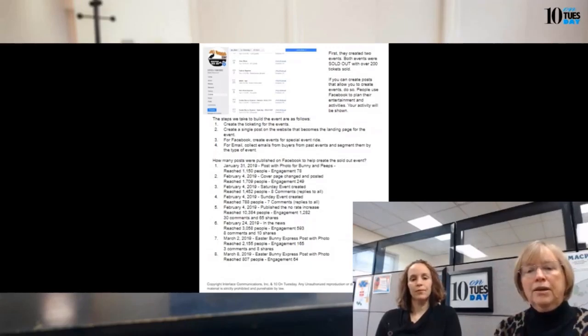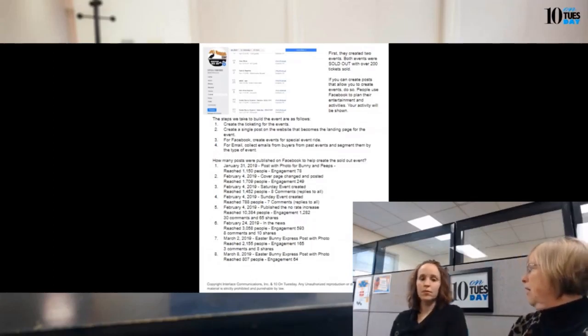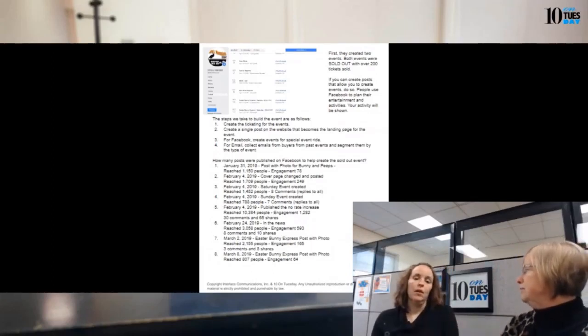Then we looked at how many posts were published on Facebook just for the Easter Bunny Express. We started last year, January 31st, and kept on going. This only shows 8. And what I included here was also what our reach was, how many people we reached, as well as the engagement. And the engagement is people who click on, well, what is an engagement on Facebook?